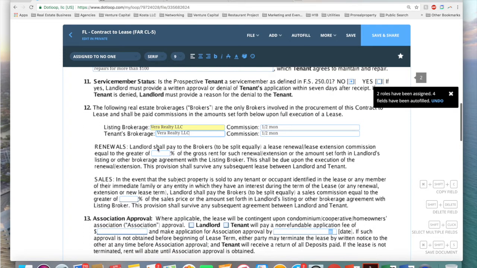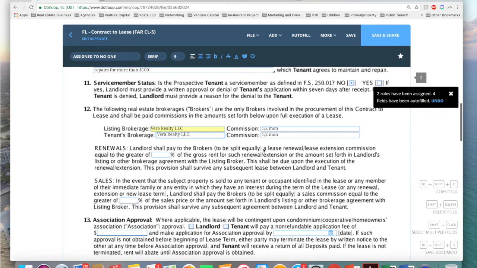Renewals. Landlord shall pay to the brokers a lease renewal or lease extension commission equal to the greater of 5% of the gross rent for such renewal or extension, or the amount set forth in landlord's listing or other brokerage agreement with the listing broker. This shall be due upon the execution of the renewal or extension. This provision shall survive any subsequent lease between landlord and tenant.